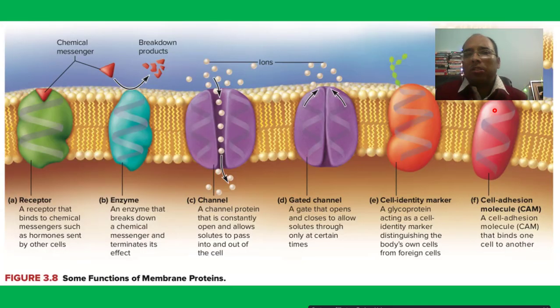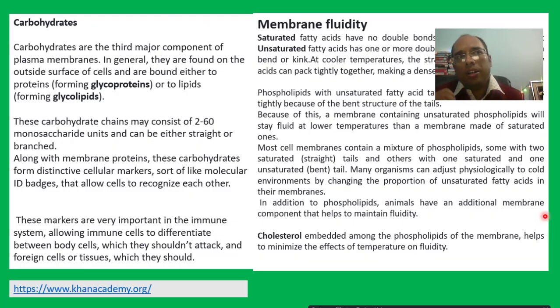Now you may ask me the question: what are the functions of the different types of proteins found in the cell membrane? So you can find their examples: receptor, enzymes, channels, gated channels, cell identity marker, cell adhesion molecules, CAM. Okay, these are the different membrane proteins, and they have various types of functions that you can read from this slide.